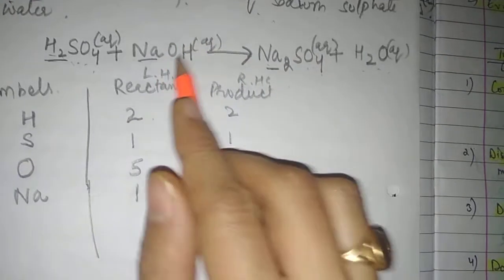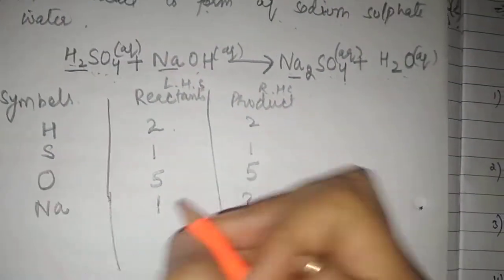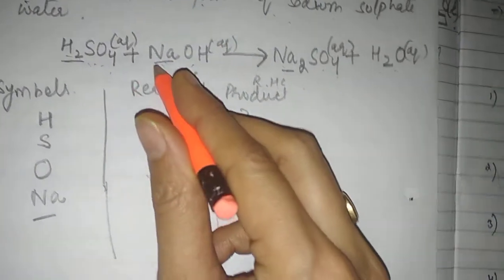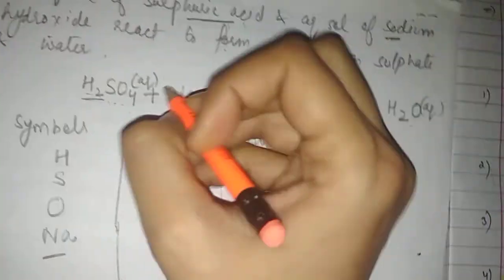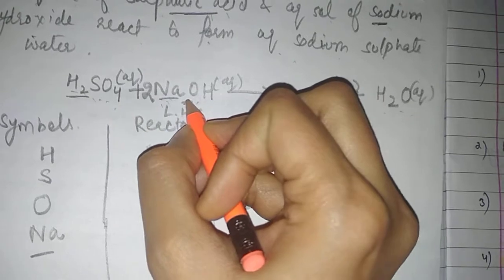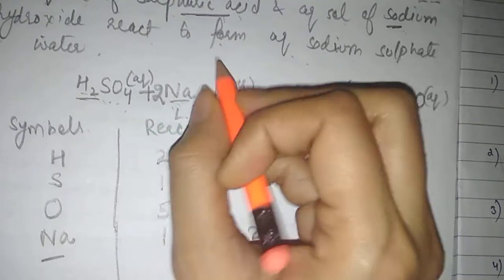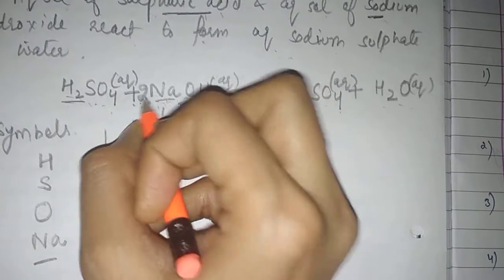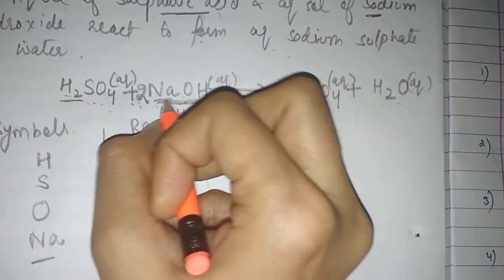We have already done hydrogen, sulfur, oxygen. Now we have to balance sodium. Here only 1 sodium is present and here there are 2. So we have to add 2 over there. We cannot change the formula on the right; we have to add coefficients only on the left hand side of any of the chemicals.